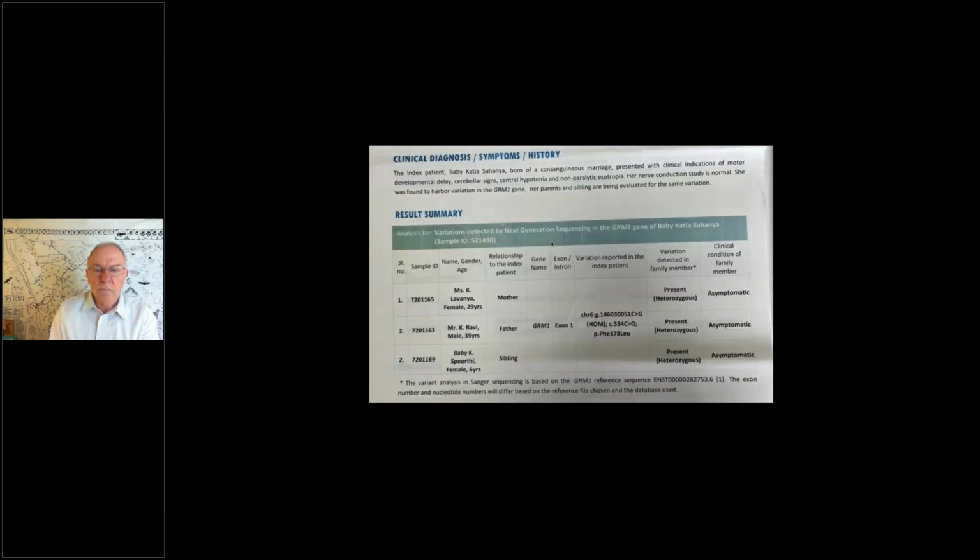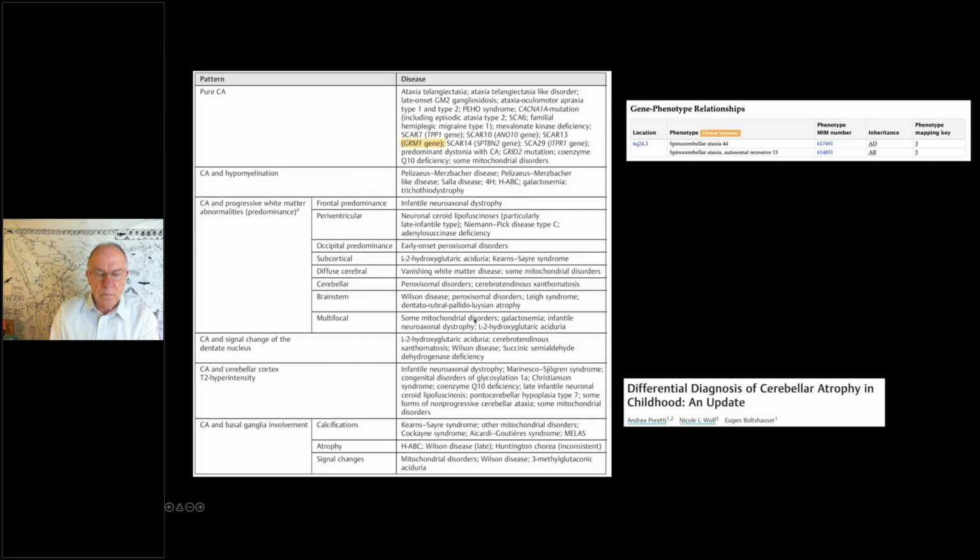So the child had a variant of uncertain significance for the GRM1 gene. The mother, father, and sibling were tested, and all three had the variant present but were asymptomatic. Going back to our pattern approach, the paper from Dr. Boltshauser lists the gene in the pure cerebellar atrophy pattern. It causes spinocerebellar ataxia 44 or the autosomal recessive 13 type. If anyone has any experience with this case or gene, we'd like to hear comments.